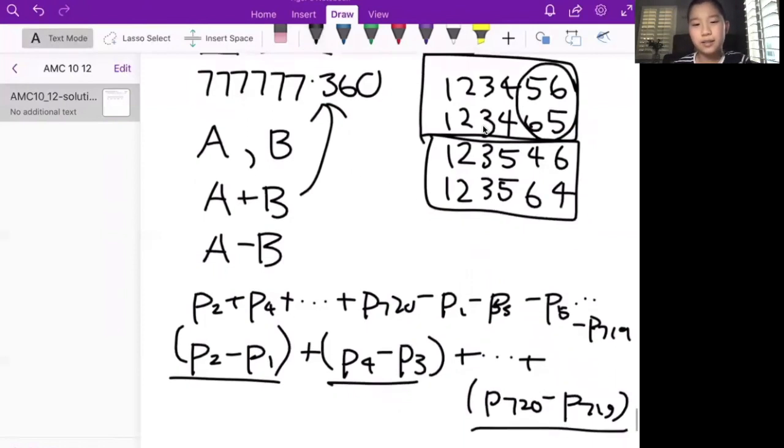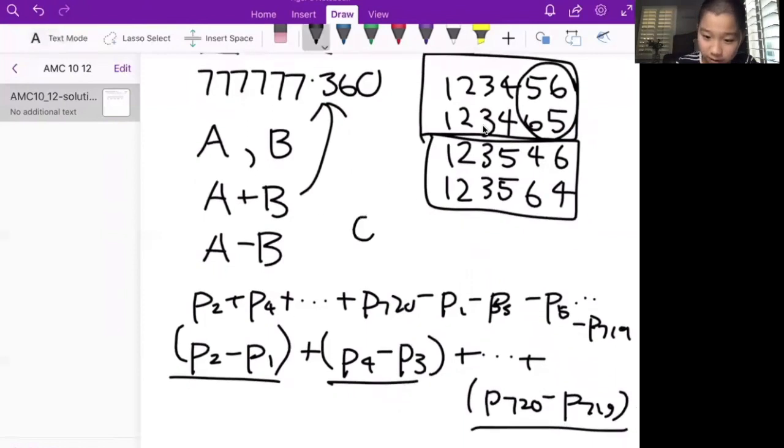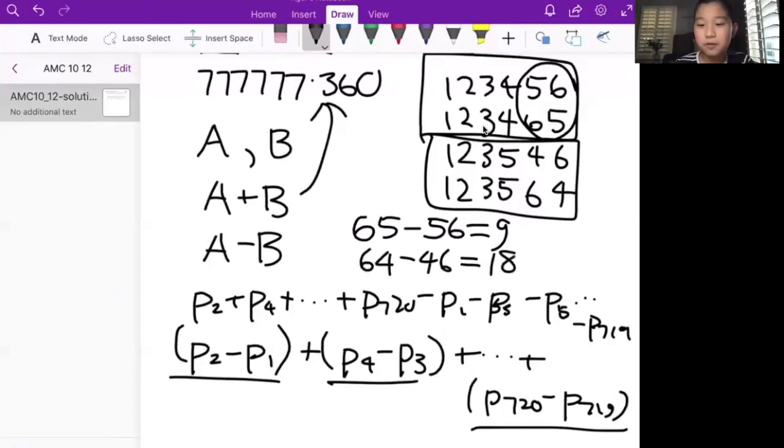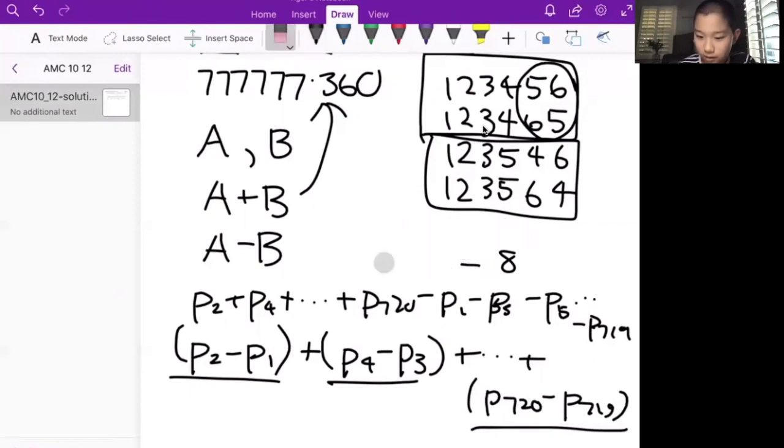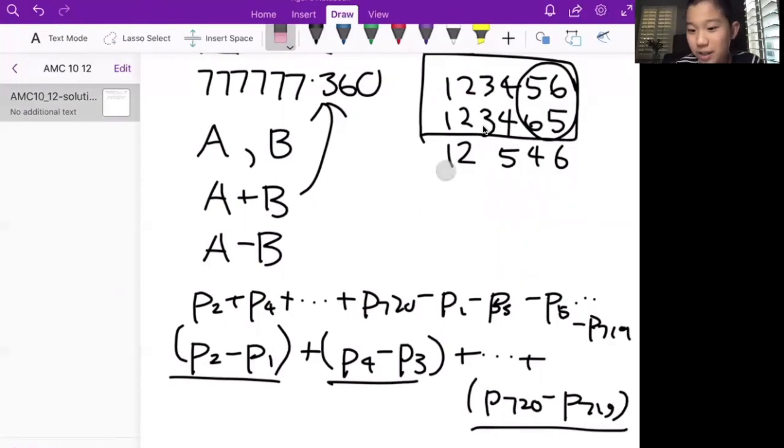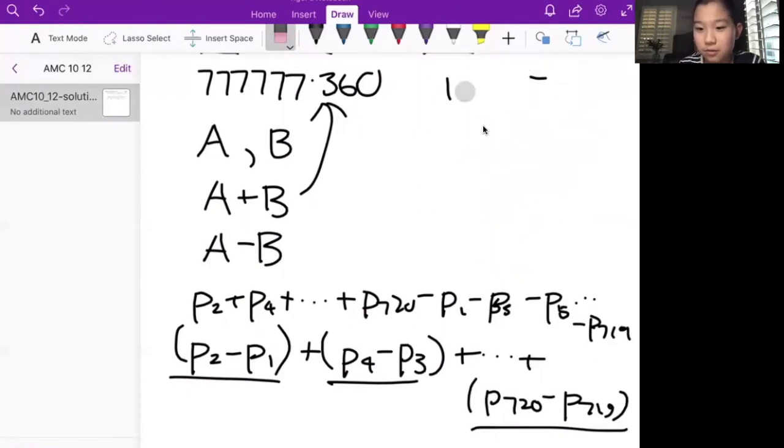But what is the difference? By these examples, 65 minus 56 equals 9. 64 minus 46 equals 18. So it seems like multiples of 9. But when are they multiples of 9? And which multiples of 9?